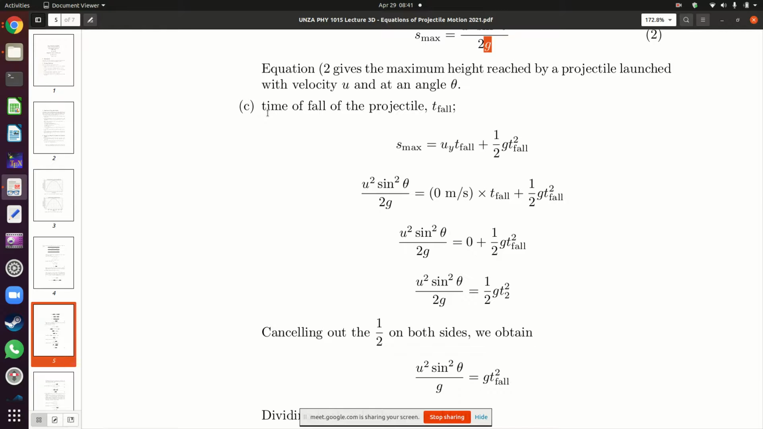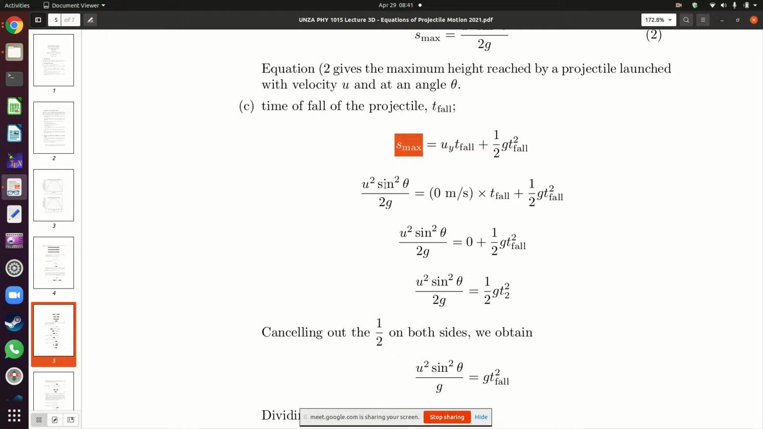But if you assume that the height to maximum height and the height from maximum height to the ground are the same, then you can use this expression. So you end up with S max, the maximum height through which the projectile is going to fall. Now our projectile is coming from maximum height, and at maximum height in the y direction, the initial velocity uy is equal to 0 meters per second. So uy is 0 meters per second.